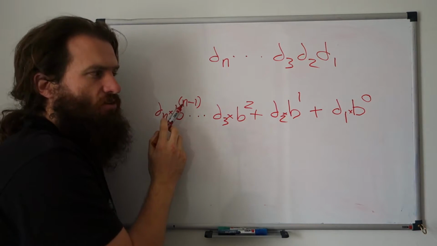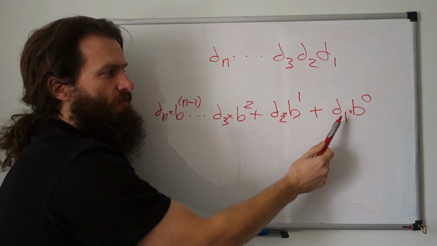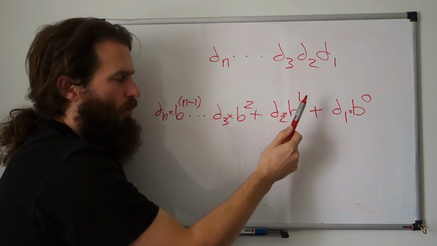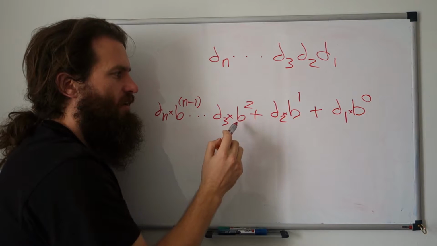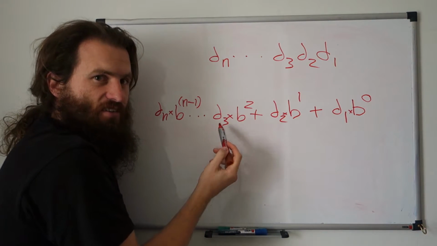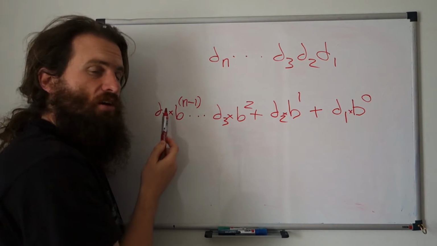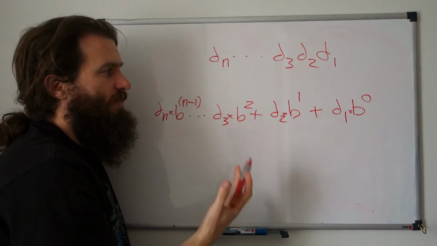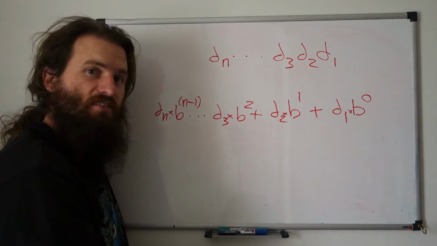The reason it's n minus 1 is if you look, we start at 0. So the first digit has the base raised to the power 0, the second digit has the base raised to the power 1, the third digit has the base raised to the power 2. So we're always raising to 1 less than the digit index as we proceed from right to left. So for the nth digit, we raise it to n minus 1. So that's how you generally calculate the value of a number in any base.